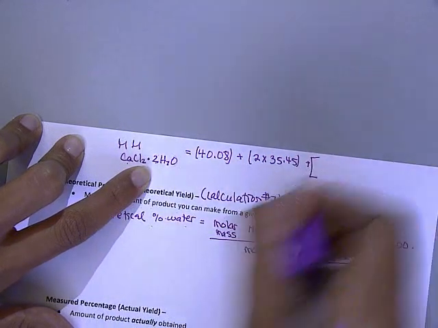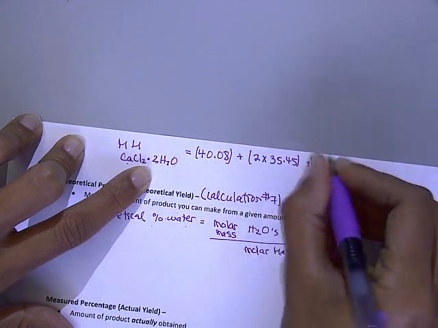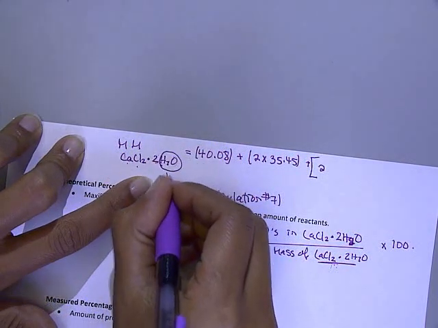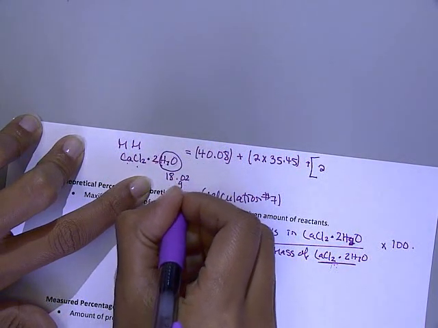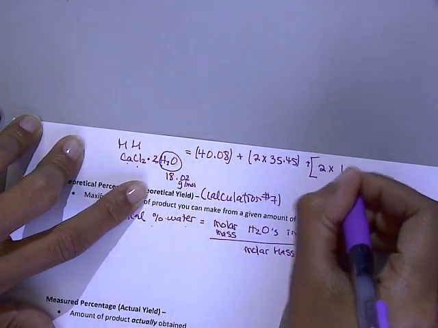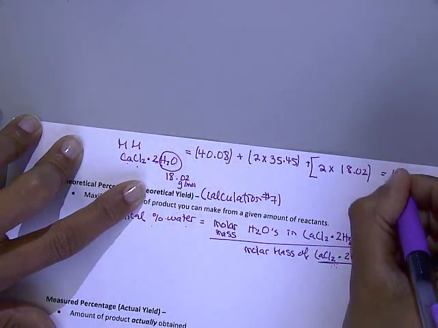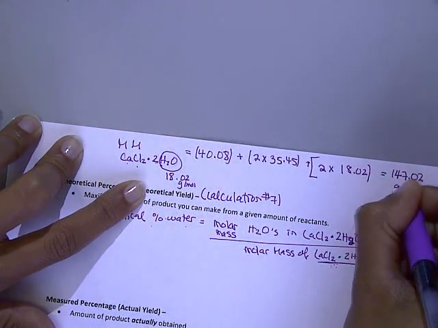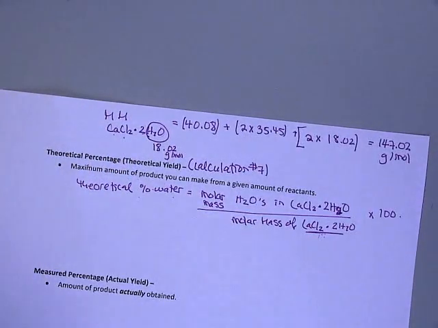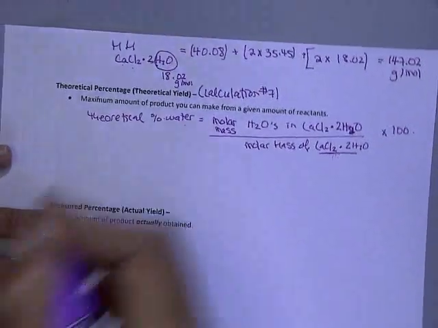molecule. So let's open brackets, actually, let's do it a simple way. Let's first find the molar mass of water, which we already did on the previous page, which is 18.02 grams per mole. So it's 2 times the molar mass of water. So 2 times 18.02 grams per mole. If you did all this math out, you should get 147.02 grams per mole, which is the molar mass of calcium chloride dihydrate. Please feel free to pause this video at any point to catch up and to really understand the calculations that we're doing.